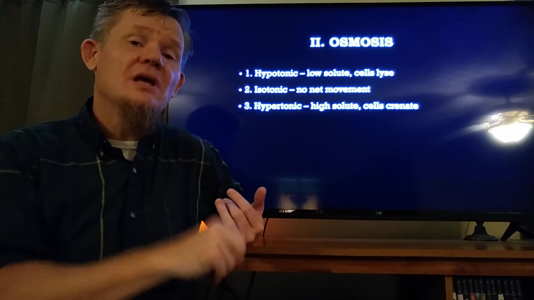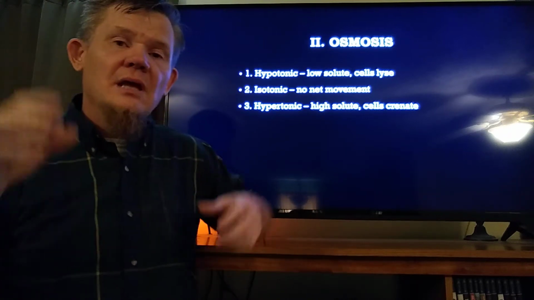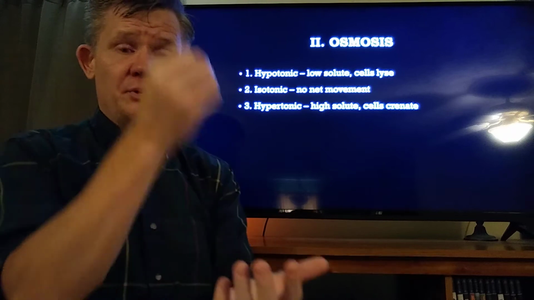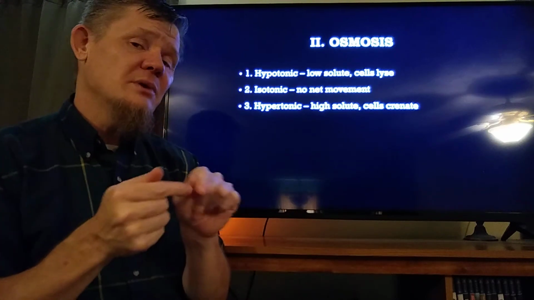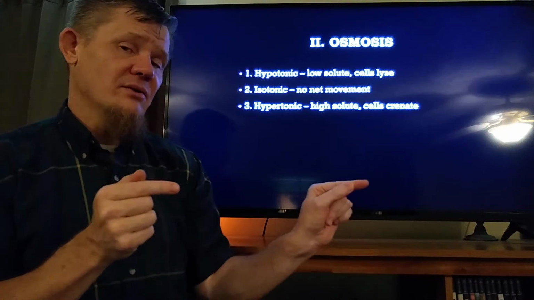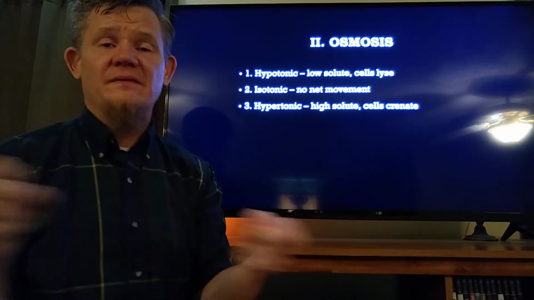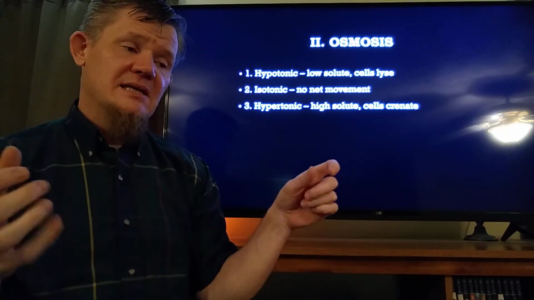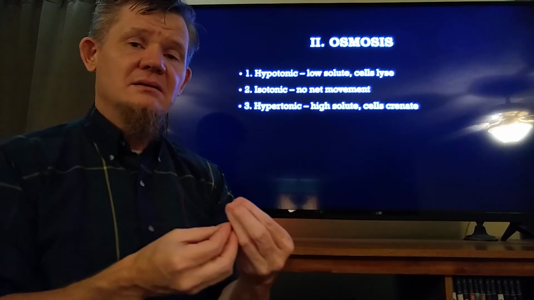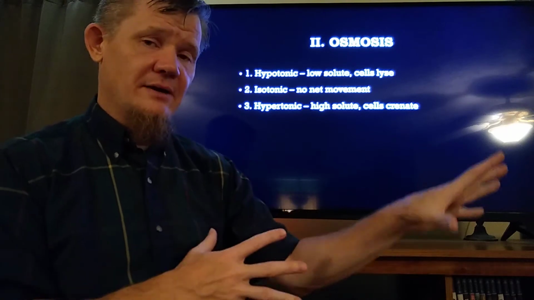Isotonic, same solute. If I take a healthy cell and put it in an isotonic solution, some water will flow in, but an equal amount of water will flow out. There will still be movement. We talked about that a couple of videos ago, but there's no net movement. For as much that comes in, an equal amount goes out.